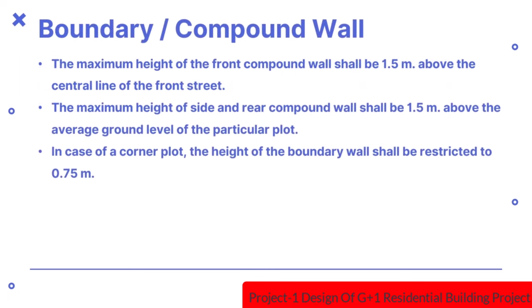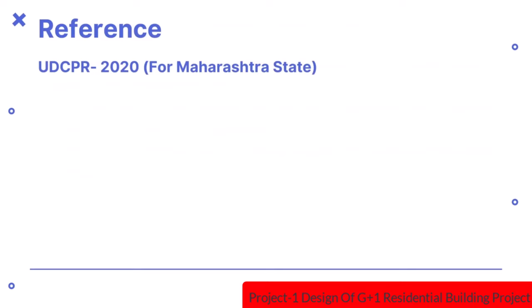The maximum height of the front compound wall shall be 1.5 meter above the central line of the front street. The maximum height of side and rear compound wall shall be 1.5 meter above the average ground level of the particular plot. In case of a corner plot, the height of the boundary wall shall be restricted to 0.75 meter. All the values mentioned in the video were taken from UDCPR for Maharashtra state.